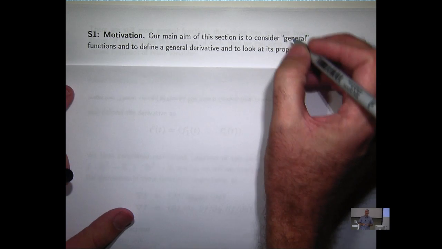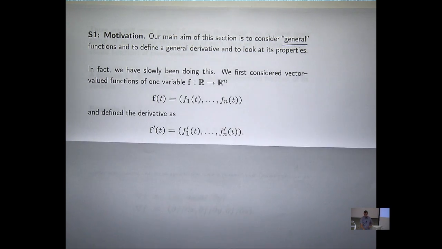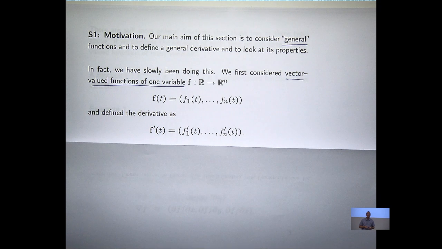Now, what do I mean by general functions? Well, you could say we've already been looking at general functions, and we have, but I mean really general functions. We've been looking at vector-valued functions of one variable. We've been looking at real-valued functions of 2 and 3 variables. Well, this section brings it all together. So, in section 2, we looked at these general vector-valued functions of one variable. So t is the independent variable. You plug in t and out pops a vector.